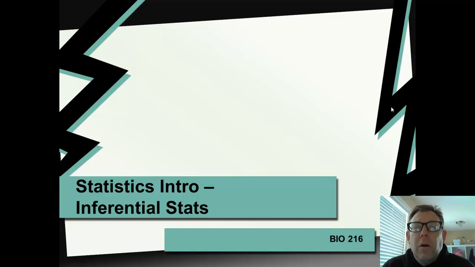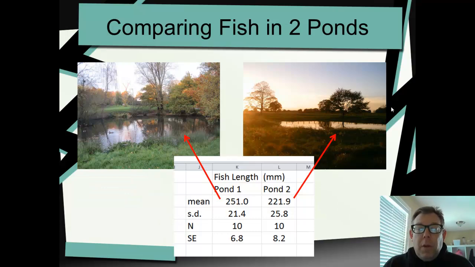Okay, we're moving right along. So we have collected our data and we used descriptive stats to get a look at the data. Now let's try and make a decision about the null. Recall we've got two ponds. We're comparing the length of fish in these two ponds.